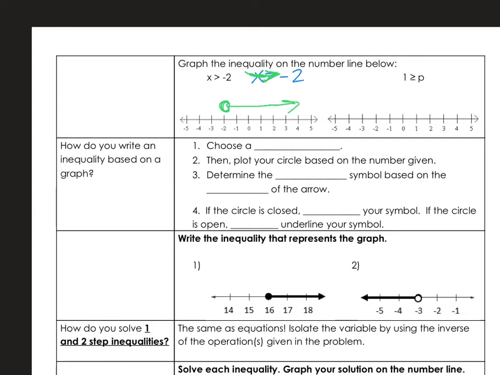Let's try this next one. So again, I want you to rewrite the inequality so we can look at the arrow. Okay, so let's go ahead and draw our arrow. Okay, the arrow is pointing to the right again. However, in this case, our boss is not in the front.